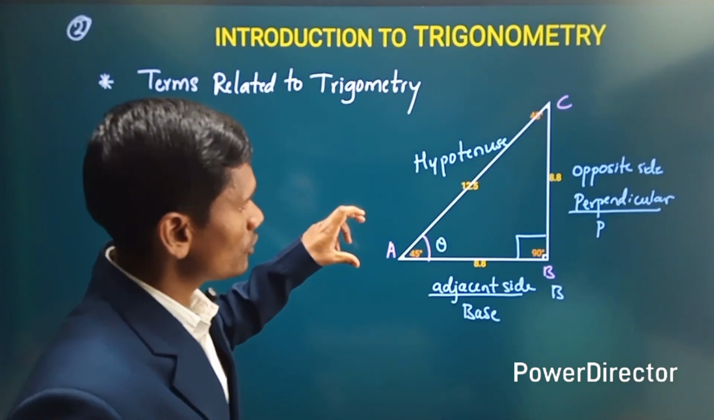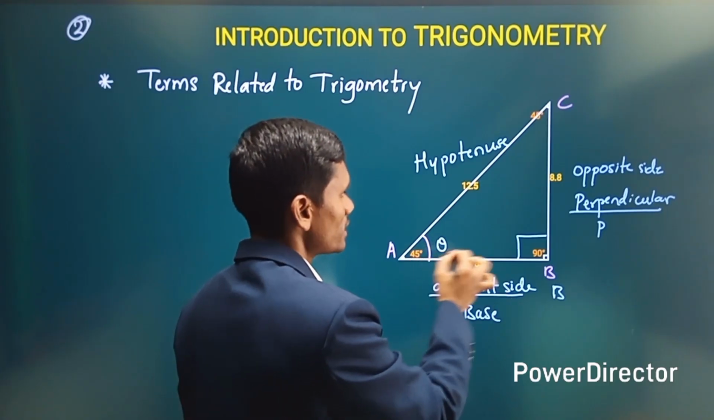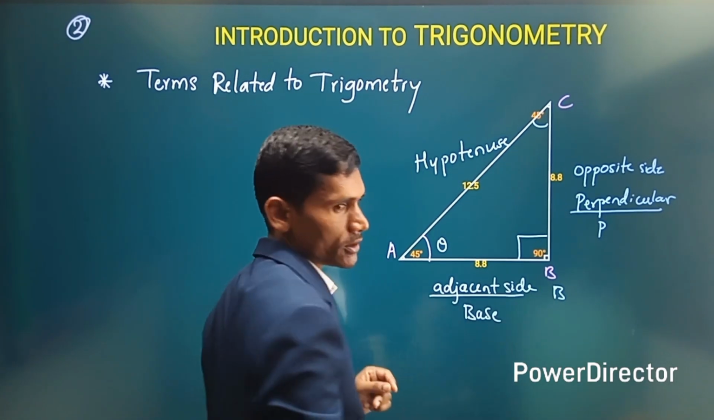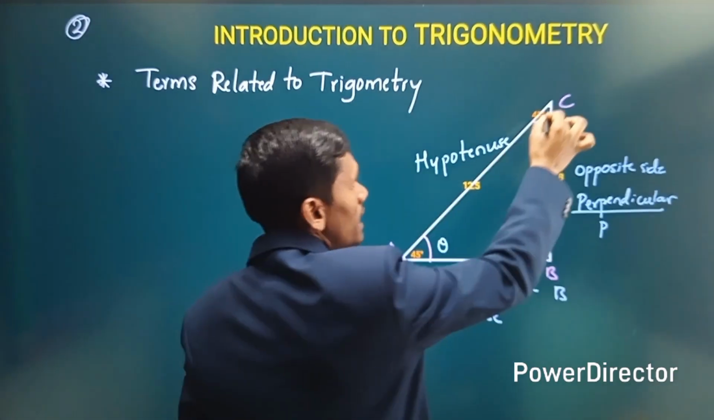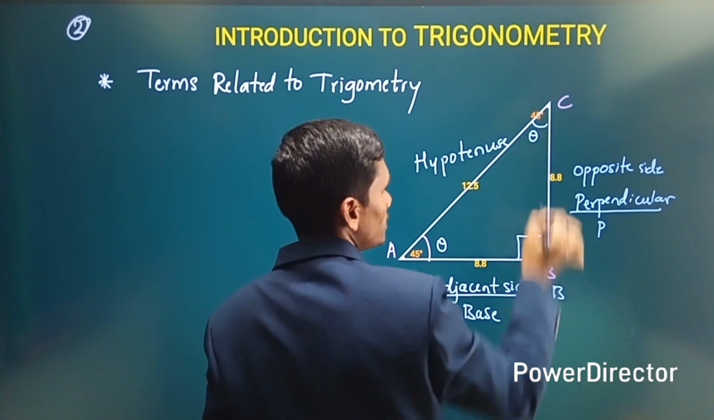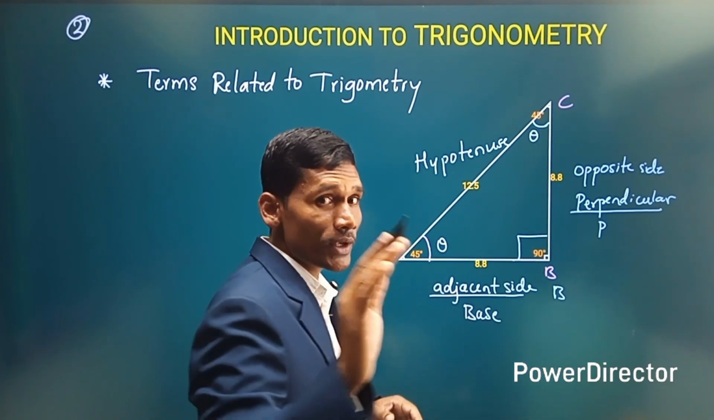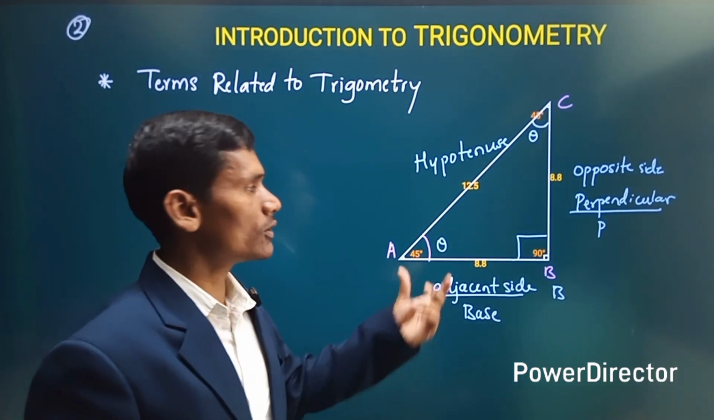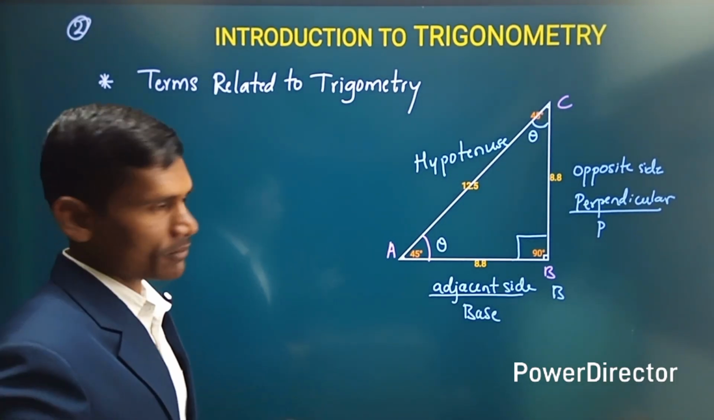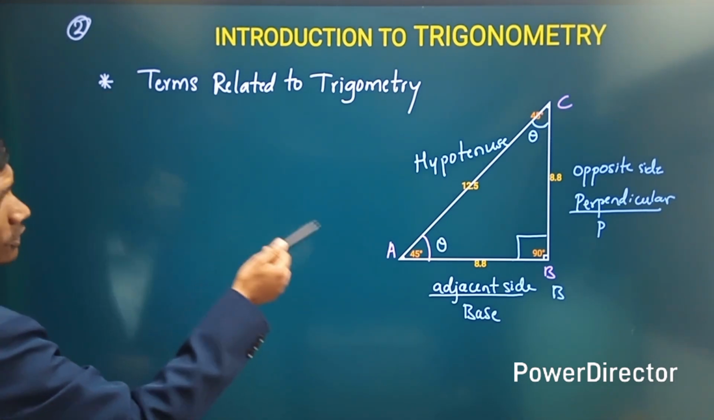Once you know these terms, now coming to this angle, this side is opposite. If you consider the other angle, then the other side will be opposite. You should keep this in mind. And if you are taking this as angle theta, then this is the opposite side for this angle, and this will be adjacent because beside the angle this side is there. So based on which angle you are considering, you need to take opposite and adjacent. Hypotenuse remains the same. That covers the terms related to trigonometry.